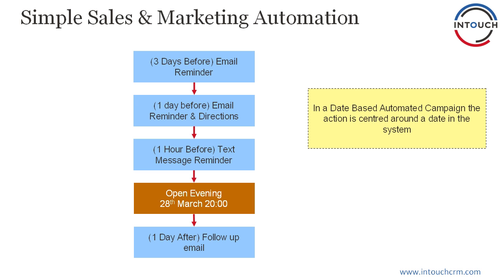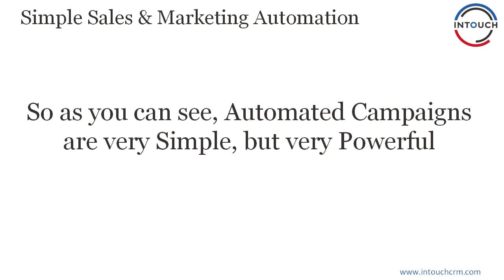Our final example is a date-based automated campaign. Here we have an event, an open evening. We segment our database and add all the relevant contacts into our date-based campaign. We then use the date-based campaign actions to send out reminders before and follow-up communication after the event, all on autopilot. So as you can see, automated campaigns are very simple but very powerful.